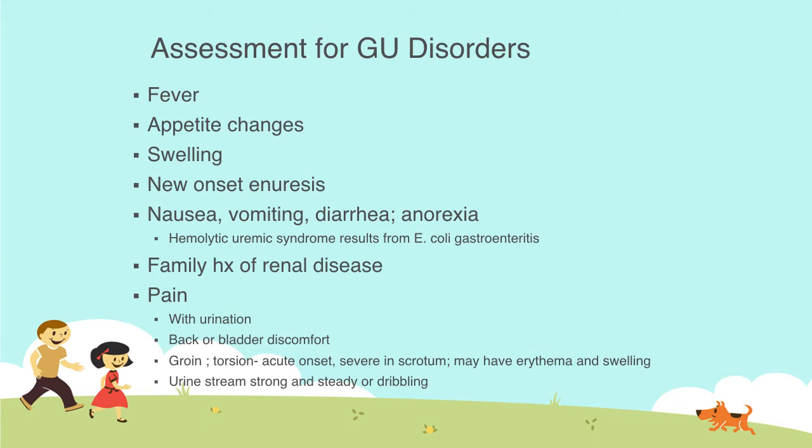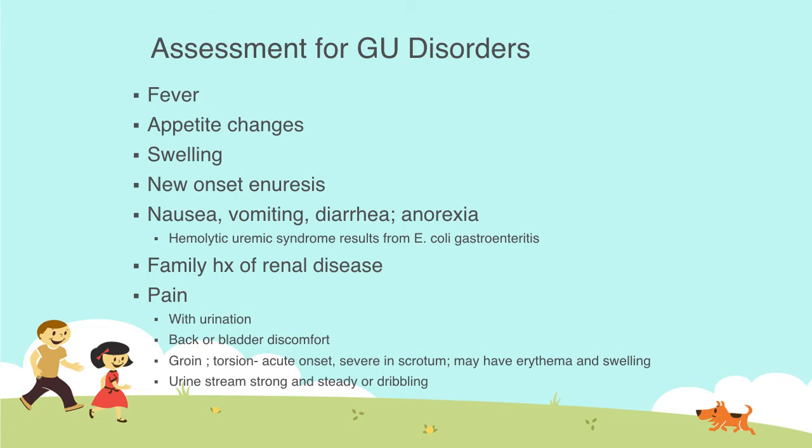We also want to look at nausea, vomiting, and diarrhea, anorexia, which goes along with appetite changes. Now, when you look at these symptoms, this can apply to any disorder, not just related to the renal and GU system. But in this system, we are particularly worried about development of hemolytic uremic syndrome, which has a set of slides in and of itself. We will find out, is there a family history of renal disease? Because some things do occur in families.